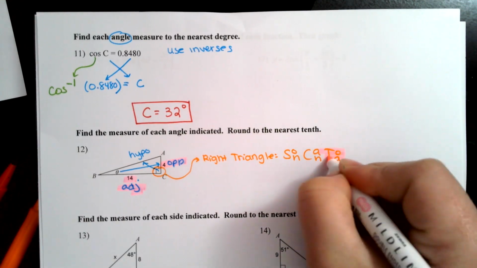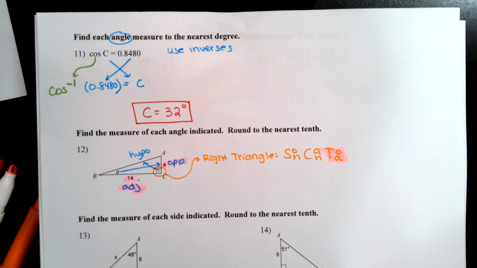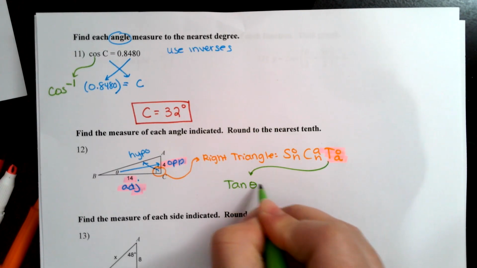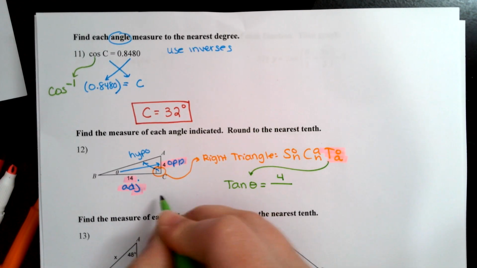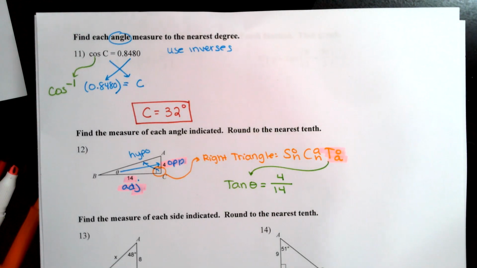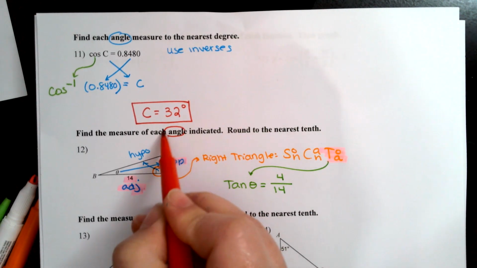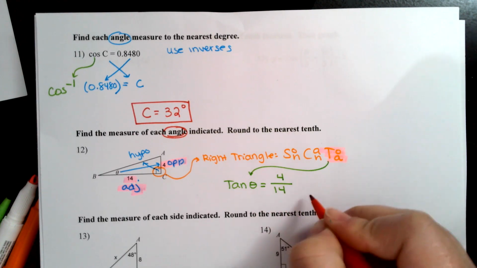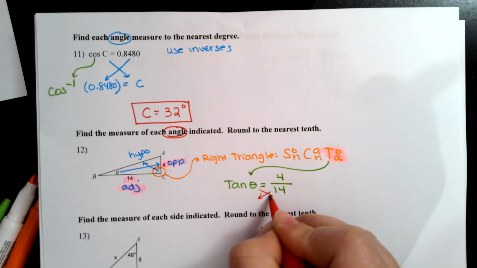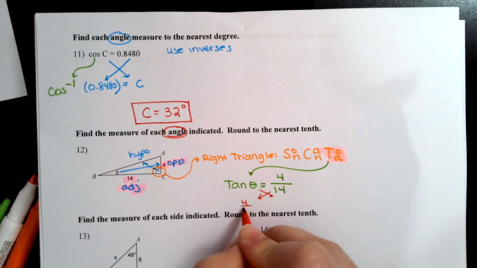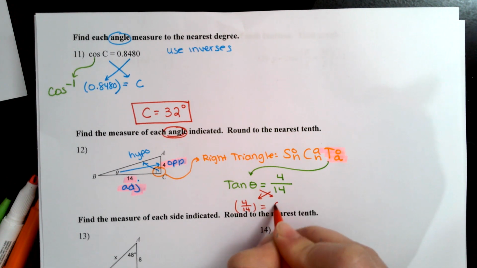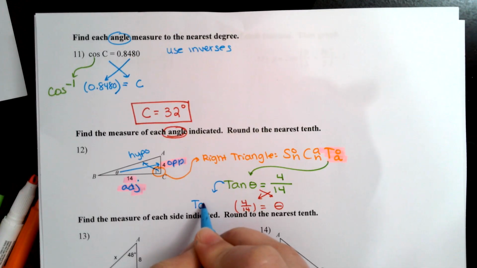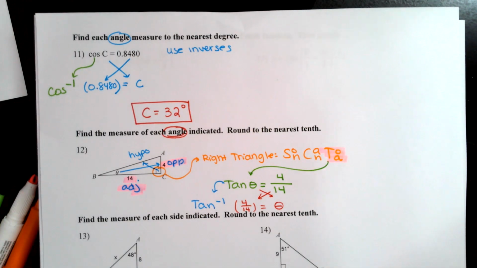So opposite and adjacent means I must use a tangent function. So we're going to write this out as tangent of theta is equal to opposite, which is 4, over adjacent, 14. And again, our goal is to solve for the angle. That means we're going to be using inverses, and we're going to be switching the input and the output. We have 4 over 14 is now our input. Theta is our output, which means we need to invert tangent, tangent inverse of 4 over 14.